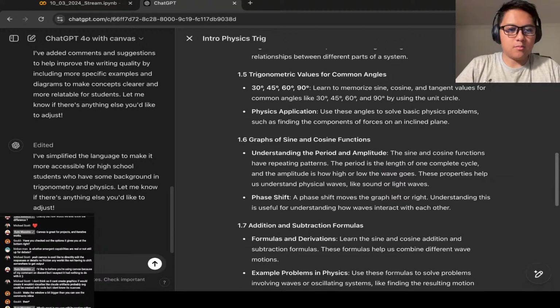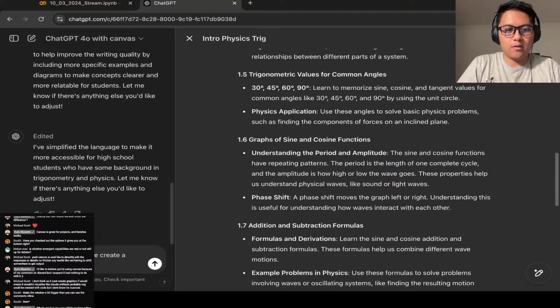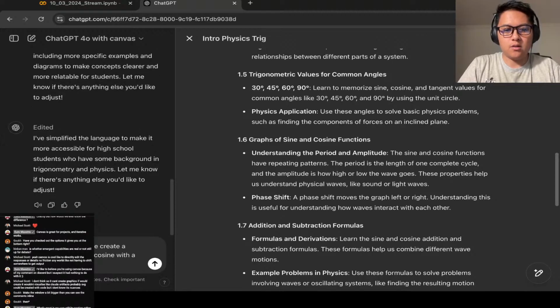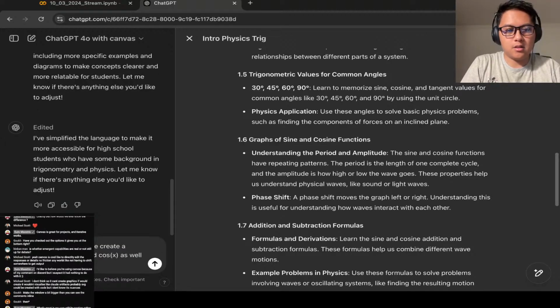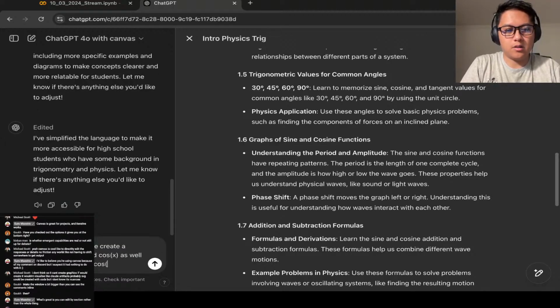Let's see. Please create a graphic of sine and cosine with a phase shift of pi. And a graphic. Let's see. Sine x, cosine x, as well as sine x plus pi over 2 and cosine x plus pi over 2.